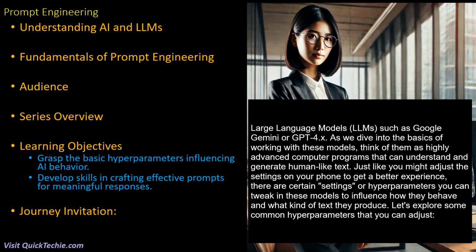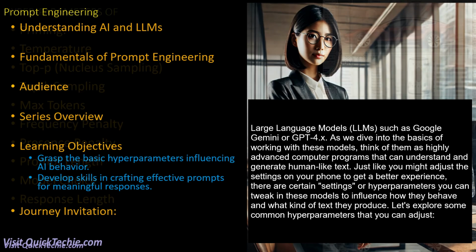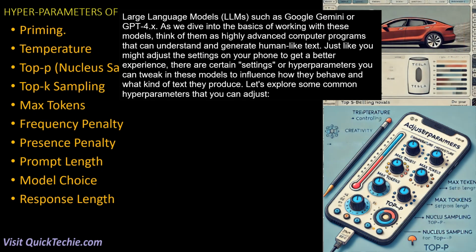Join me on this enlightening journey as we unlock the secrets to effectively communicate with one of the most advanced technologies of our time. Large language models, LLMs, such as Google Gemini or GPT-4x. As we dive into the basics of working with these models, think of them as highly advanced computer programs that can understand and generate human-like text. Just like you might adjust the settings on your phone to get a better experience, there are certain settings or hyperparameters you can tweak in these models to influence how they behave and what kind of text they produce. Let's explore some common hyperparameters that you can adjust.